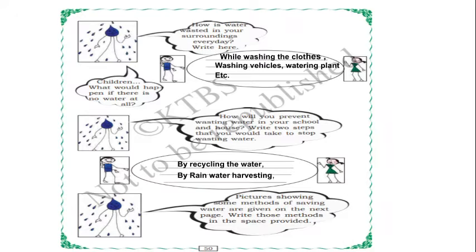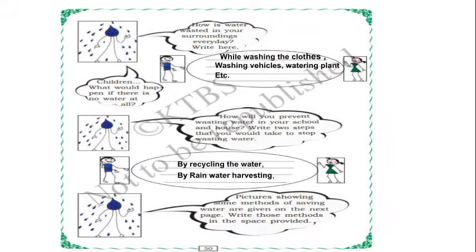So, water is so precious, isn't it? We should not waste it, and only 1% of suitable water we can get on our earth. Then how can we prevent wasting of water, children? By recycling the water and by rainwater harvesting, isn't it? Yes, these are the 2 steps to prevent wasting water.